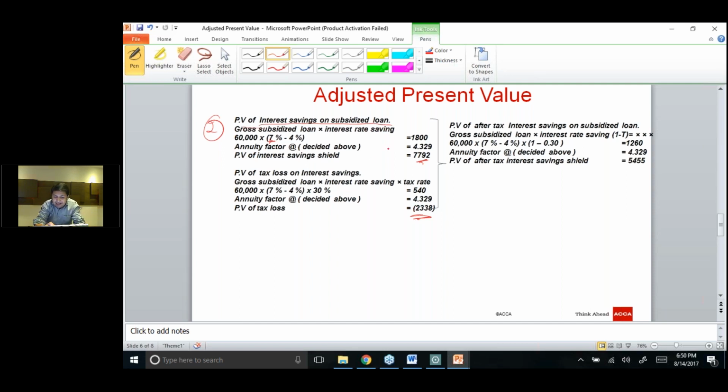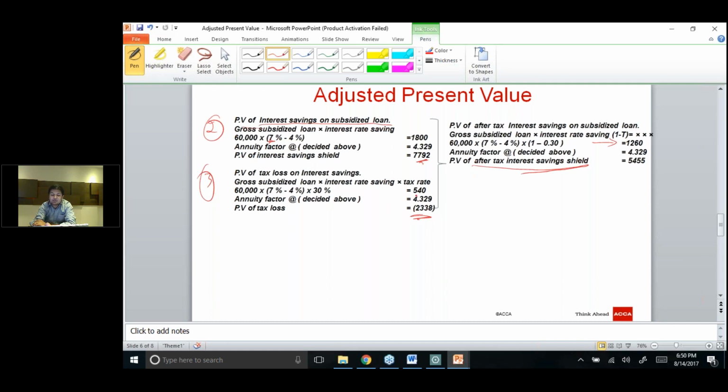Obviously, you can do it in a single step, and that was the third step, but you can do these two steps in a single step, and that is 60,000 into 3%, that is the annual saving of interest. You are not paying 3% interest, so that means you are not saving tax on it. So take its after tax value, that is equal to 1,260, discounted with the annuity factor, obviously the same annuity factor which we have decided above, 4.329, that is equal to 5,455, the present value of after tax interest saving shield.